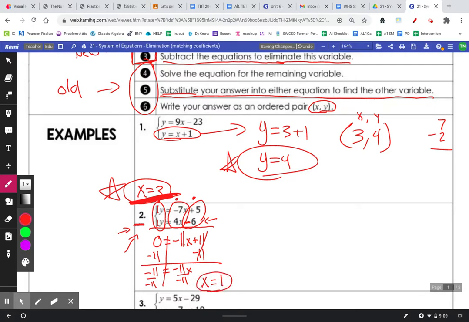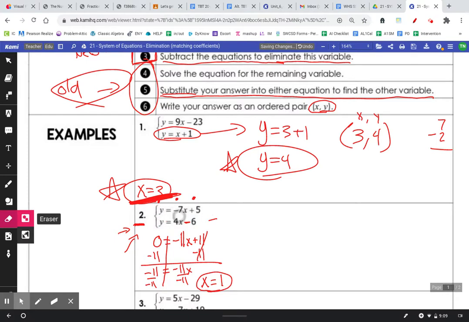I'm on to steps 4 through 6, which again are old steps. Okay, I've actually already done 4. I'm sorry, it says solve the equation for the remaining variable. I'm on to step 5: substitute your answer into either equation. This is where we get to pick which of these looks easier to us. I'm going to pick the second equation because the numbers are a little bit smaller, and I do have a negative still there, but it just looks a little easier to me. You can choose either one.